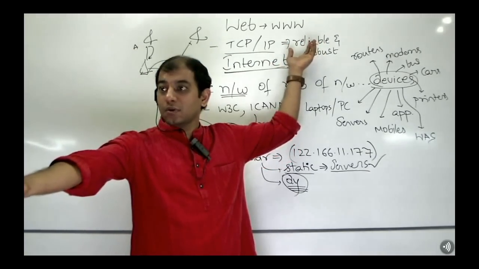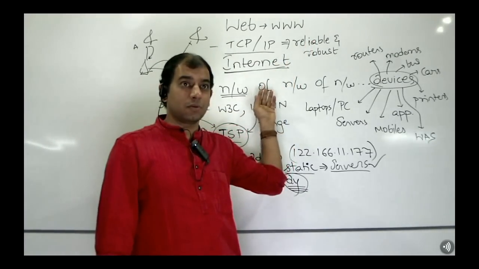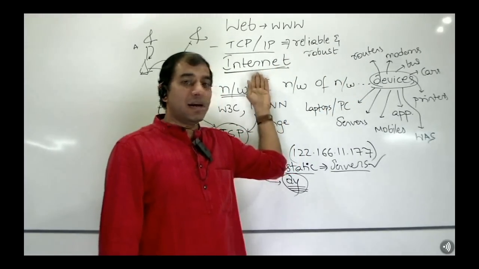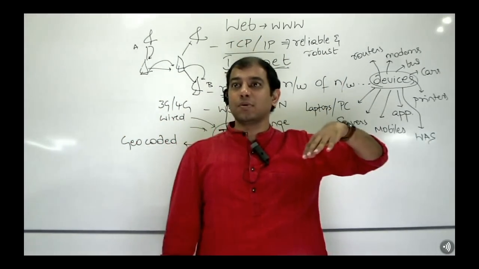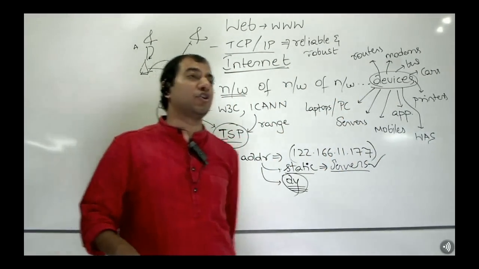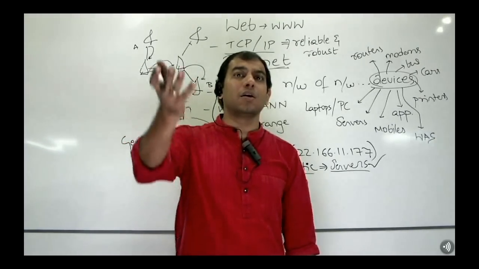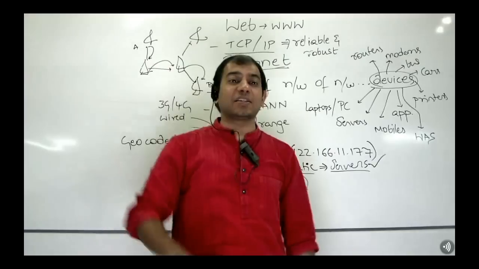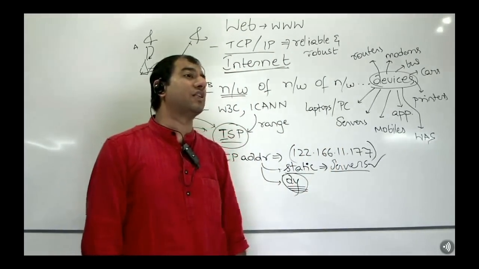Collection of networks. Network of devices. That is the internet, man. Are the internet and the web the same? No, they are absolutely not the same. They are completely distinct from each other. So what is the web then? Pages. Collection of web pages. Is that what the web is?